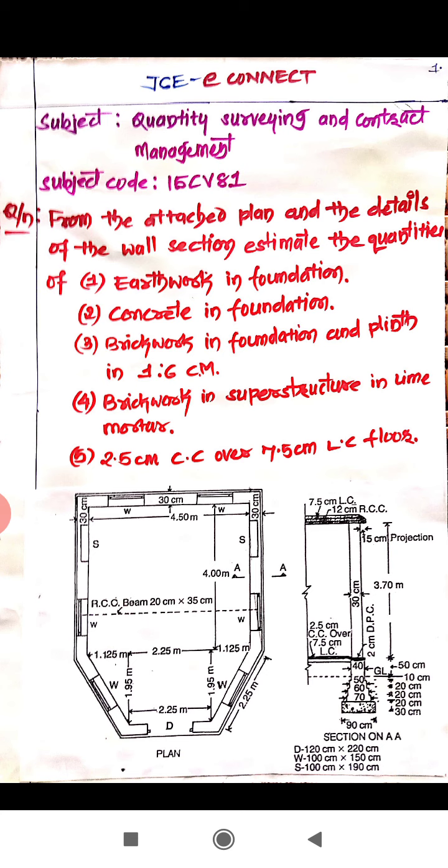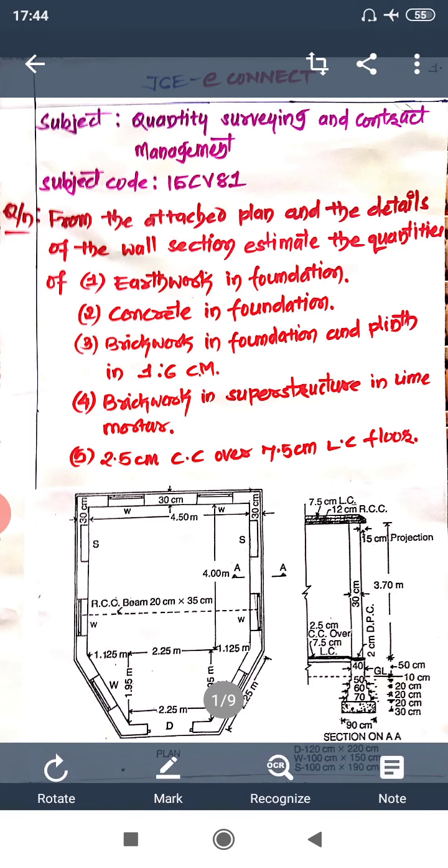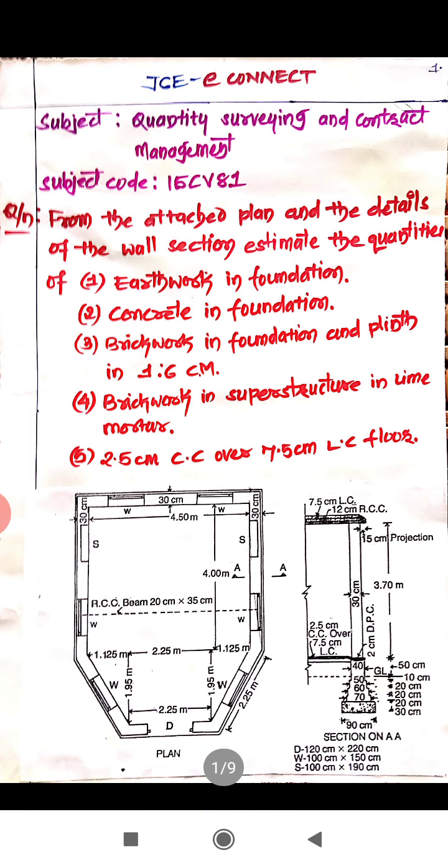You have a hexagonal building plan, along with a cross section which gives you the detailing about the substructure and superstructure. The cross section, plan and the quantities are the same as in the previous problem. Previously we solved the same problem by the center line method. Today we are going to solve it by the long wall short wall method.